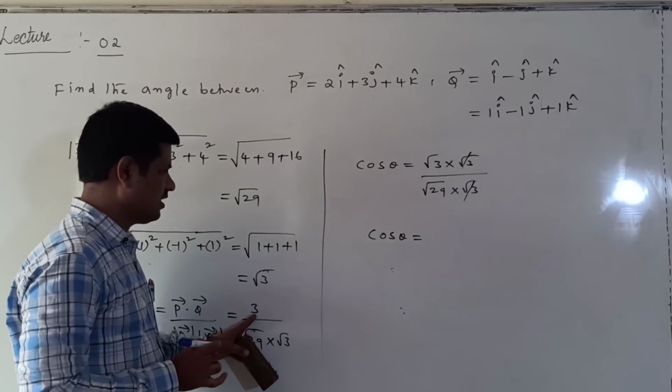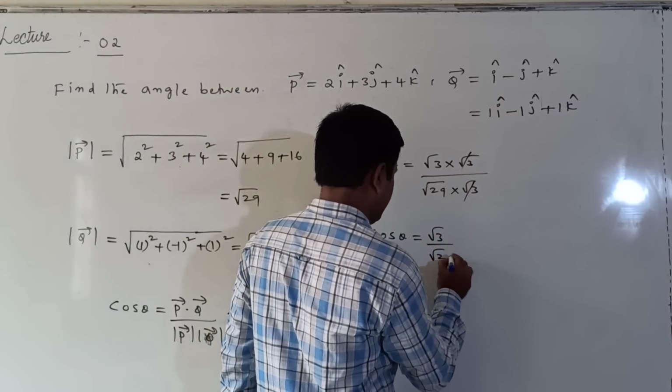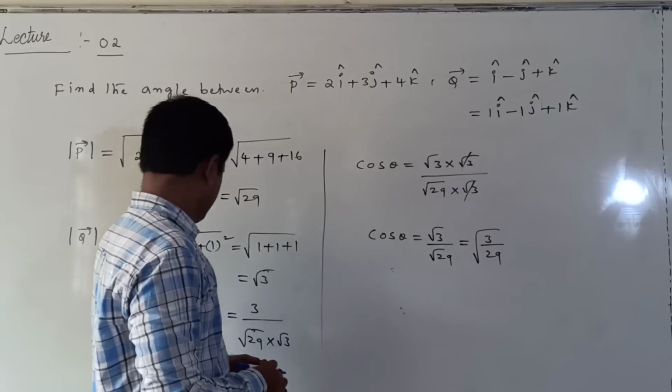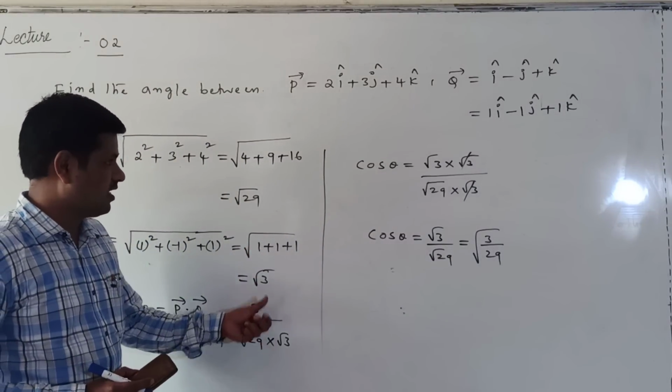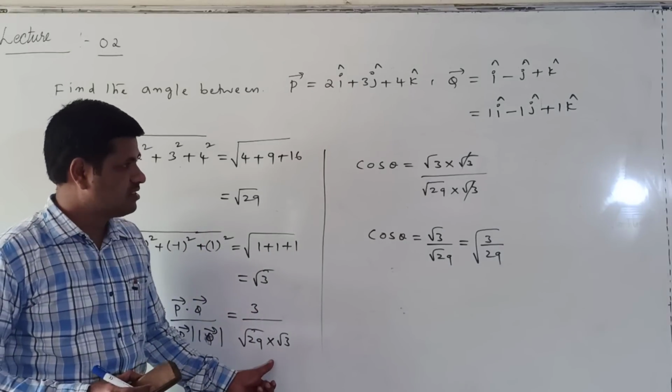I am writing 3 as root 3 into root 3. Remaining this, we are getting root 3 by root 29, or this can be written as 3 by 29. Simple, right? This value is equal to root 3. This 3, I am writing as root 3 into root 3. p bar dot q bar is equal to 3. We are getting that here.